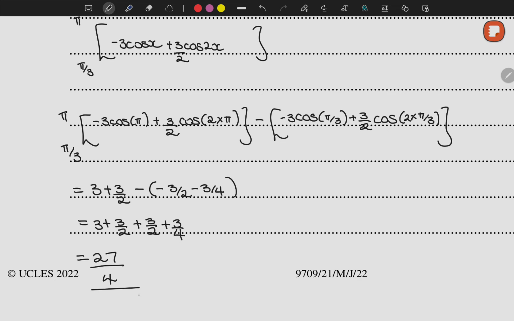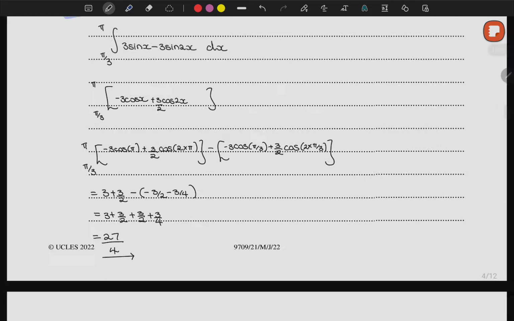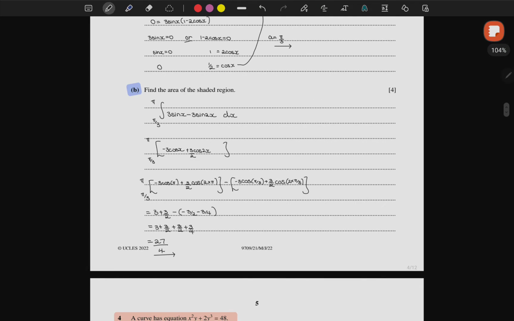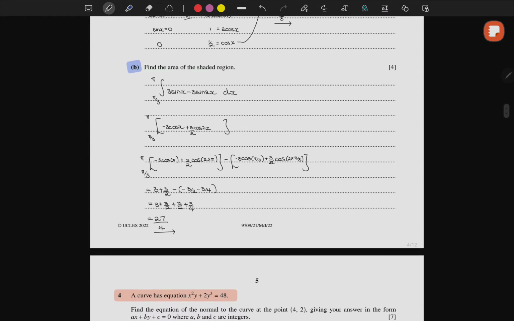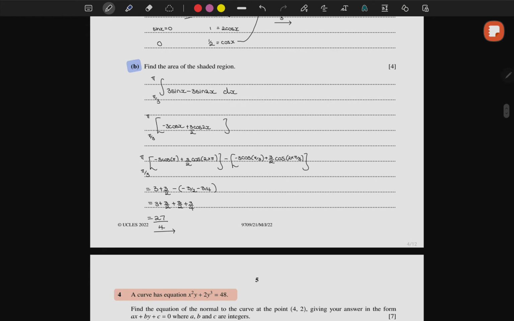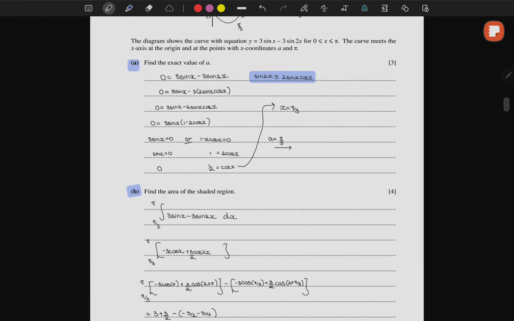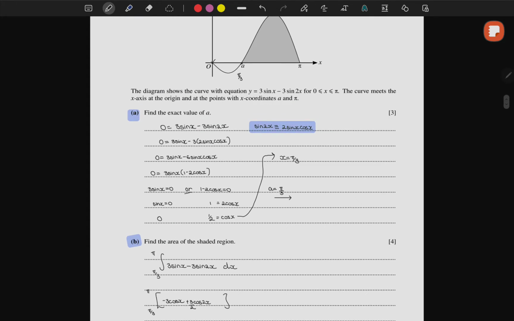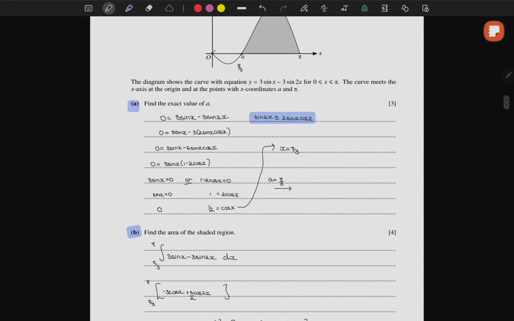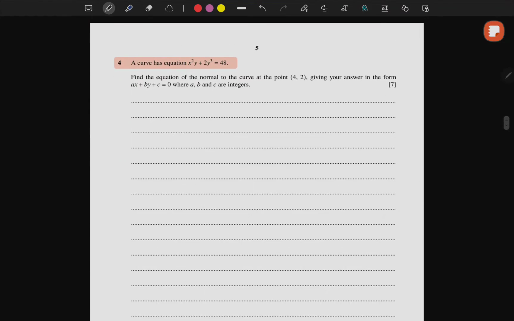You don't have to say unit squared, but 27 over 4. From most memos I've seen, that answer is acceptable. 27 over 4, and we're sorted. Nice question that they walked us through. We found our limits first, and easy 7 marks.